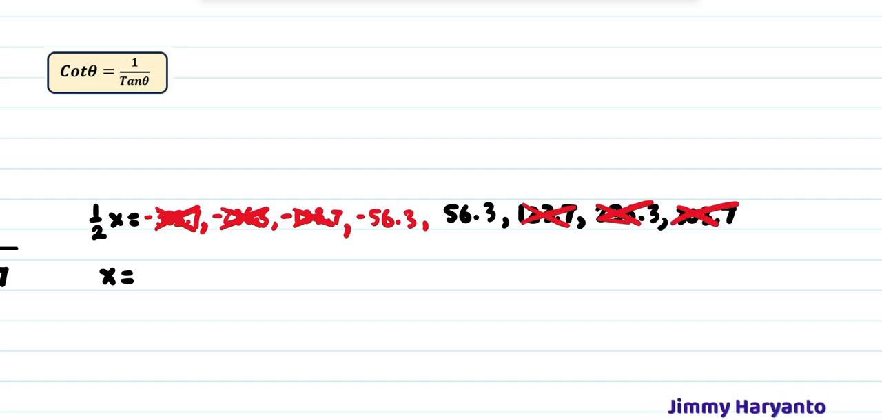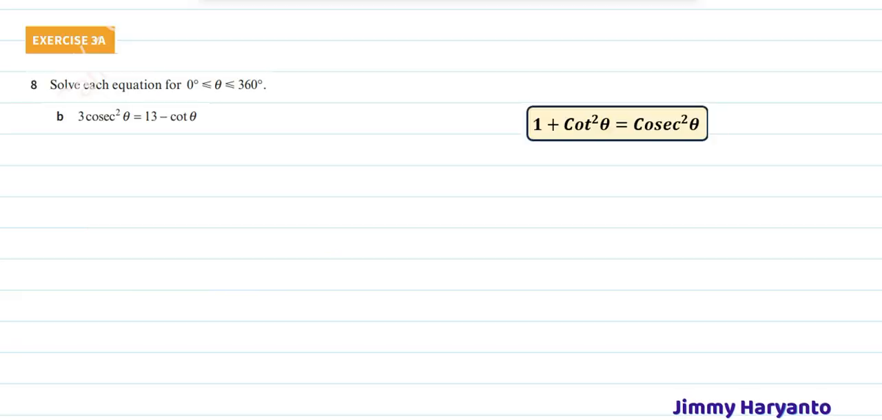Yeah, so 56.3 times 2 is negative 112.6 and also 112.6. There we go. Okay, next is question 8. For question 8, we will need this formula. Yeah, let's change the cosecant.